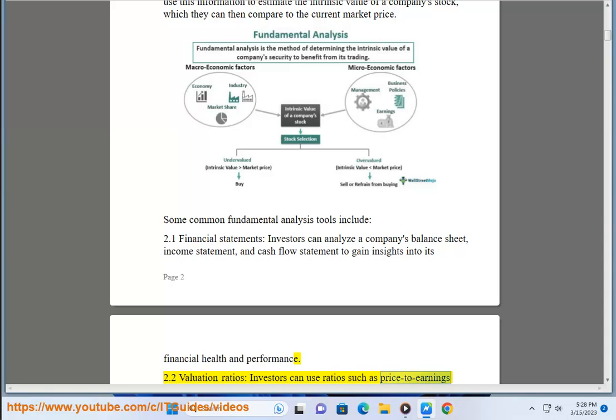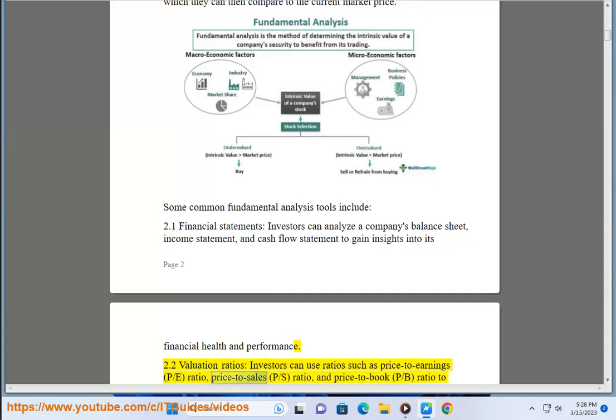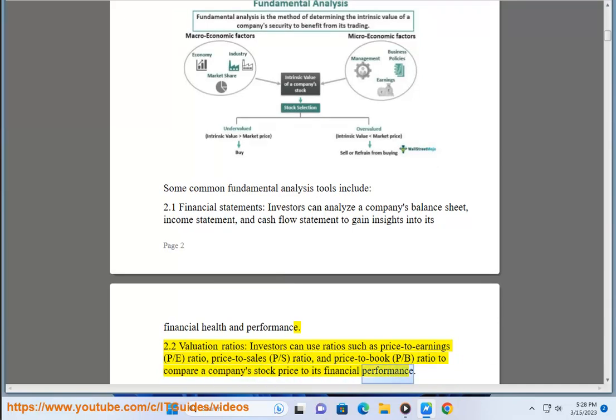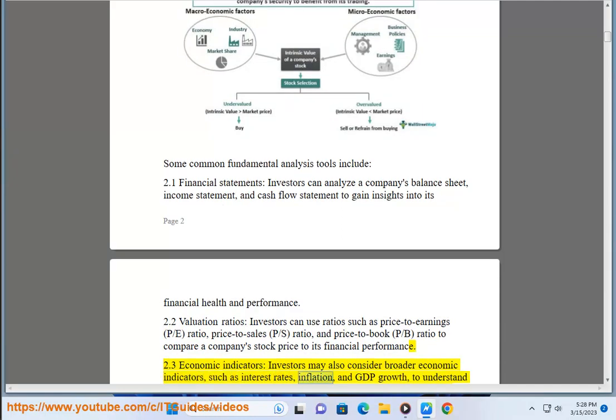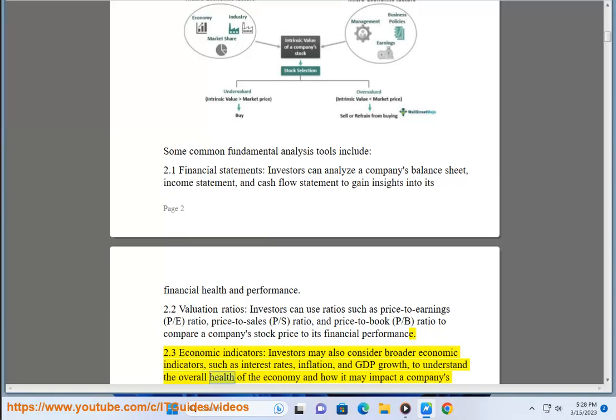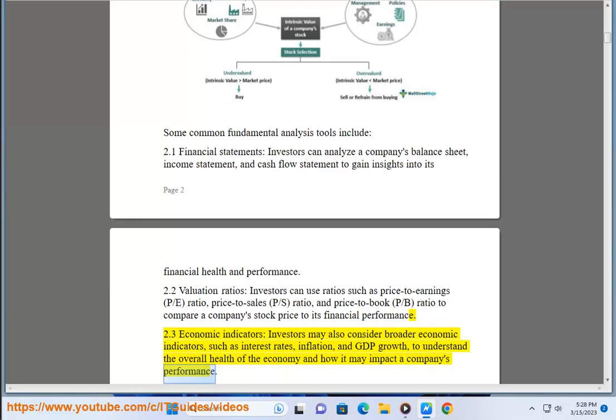2.2 Valuation ratios. Investors can use ratios such as price to earnings, P/E, ratio, price to sales, P/S, ratio, and price to book, P/B, ratio to compare a company's stock price to its financial performance. 2.3 Economic indicators. Investors may also consider broader economic indicators, such as interest rates, inflation, and GDP growth, to understand the overall health of the economy and how it may impact a company's performance.